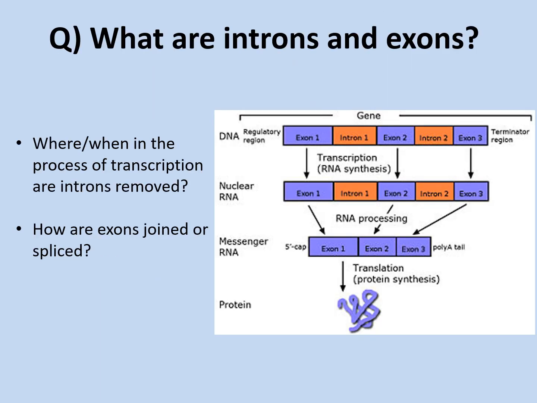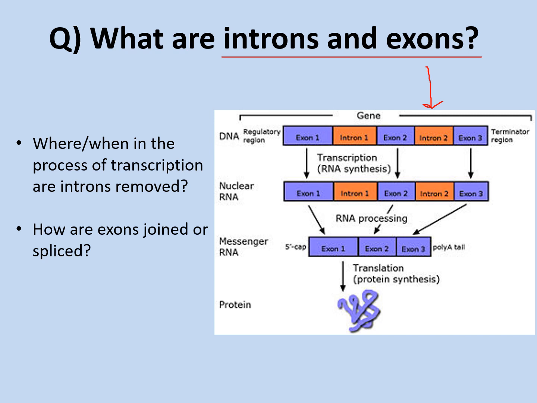Okay, and next I'd like you to pause the video and have a go at these two questions here. Okay, so what are introns and exons? Now, basically, introns and exons are what you'd find within a gene. So here we can see in this diagram, we've got a gene, and the gene is comprised of exon 1, then intron, then exon 2, then intron, then exon 3. So that gene is ultimately going to code for a polypeptide that can be used to make a protein.